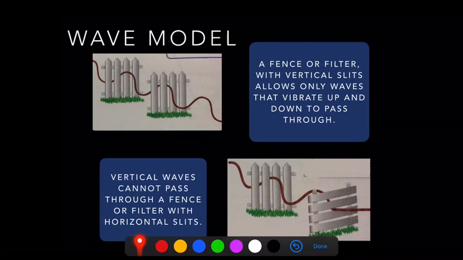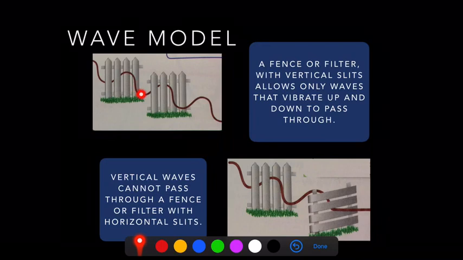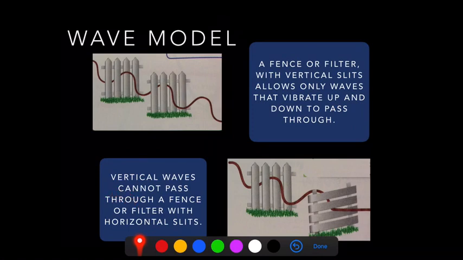Now, for example, in this one, the fence with vertical slits allows only waves that vibrate up and down to pass through. Okay, imagine this one is light, it would pass this way, okay? But vertical waves cannot pass through a fence or filter with horizontal slits, because this one is traveling through, and here it just can't continue its path, okay?